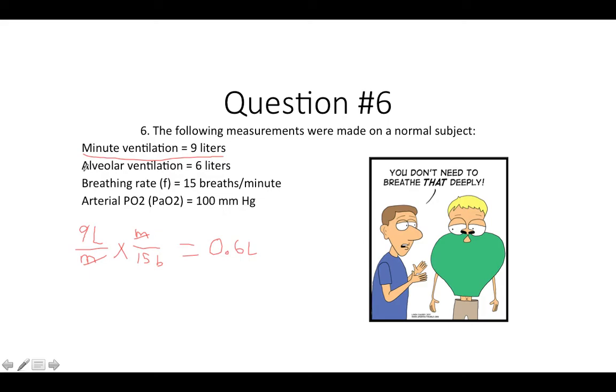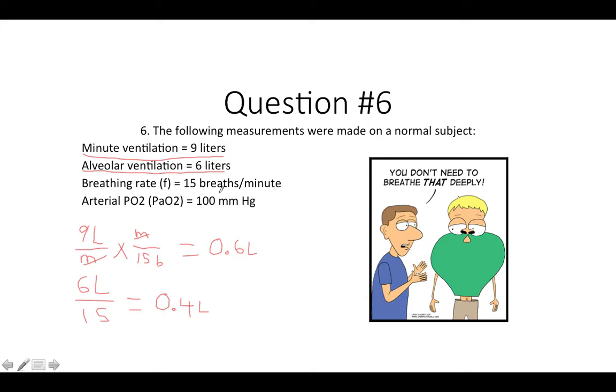Now we're also going to have to do pretty much the exact same thing with alveolar ventilation. Now I'm just going to take a quick shortcut here and just do 6 liters divided by 15 breaths. Now just keep in mind that 6 liters per minute, and for every minute you're breathing 15 breaths. So that's just a quick little shortcut that I'm doing there. And that will equal 0.4 liters.